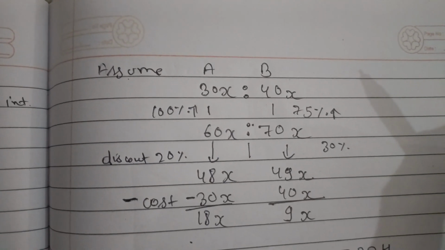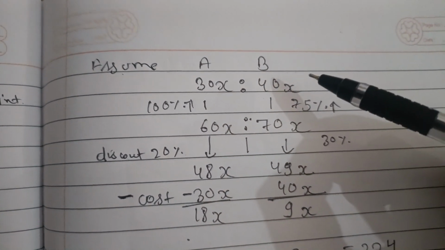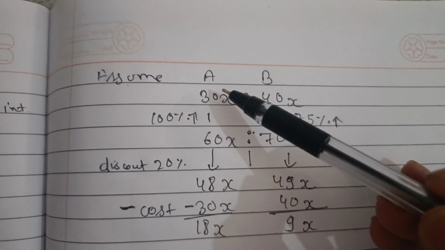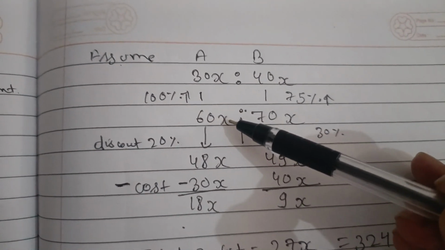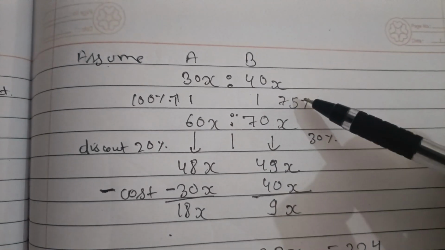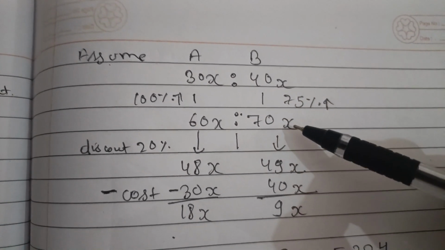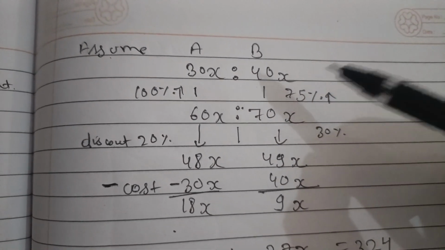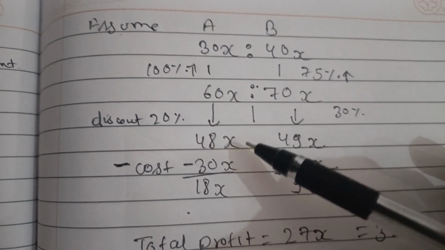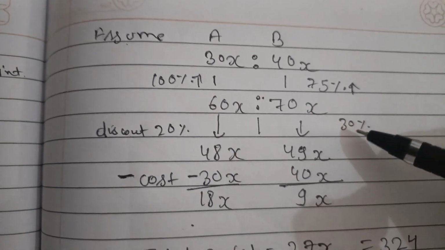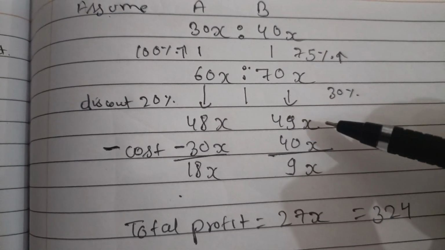So for a simple calculation, let's assume the value of A as 30x and B as 40x. After raising the price of A by 100%, we get 60x as the marked price of A, and after marking B up by 75%, we have 70x as the price of B. After giving a discount of 20% on A, we have 48x as the selling price, and after a 30% discount on B, we have 49x as the selling price of article B.